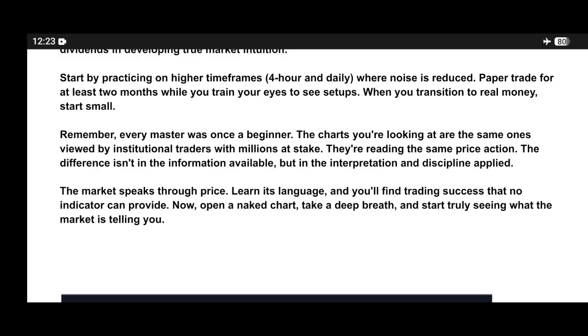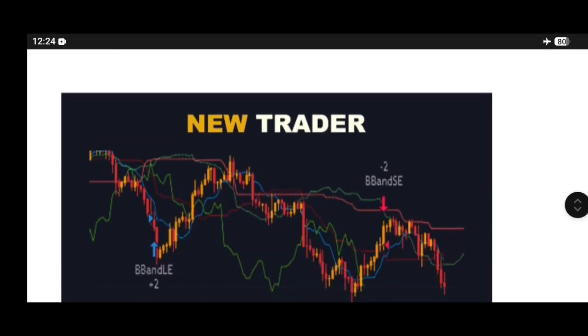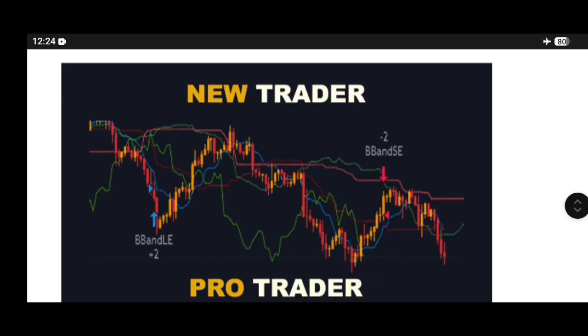Now, what I need you to do right now is to open a naked chart on your MT4 or MT5, on your phone or on your laptop. Take a deep breath and start truly seeing what the market is telling you. Are you getting me?